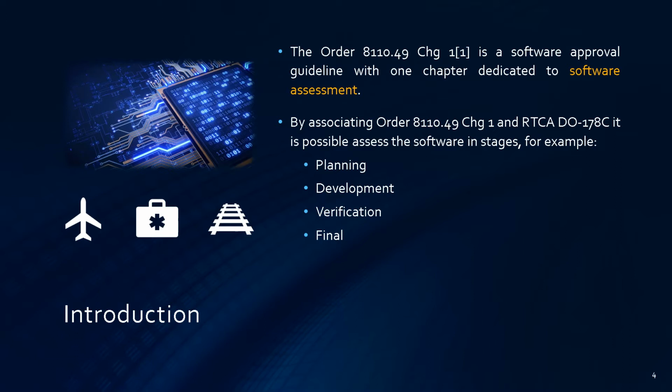When associating the Order 8110.49 Change 1 with the RTCA DO178C, it is possible to establish a way to assess a safety-critical software by dividing it into 4 stages: planning, development, verification, and final.